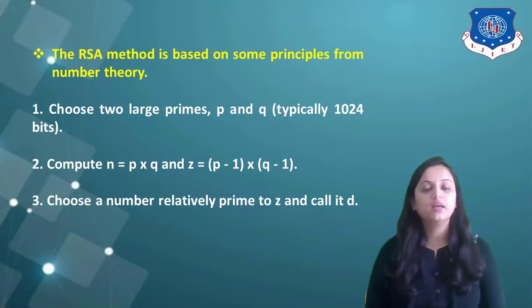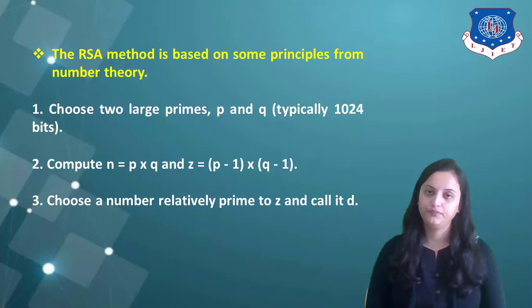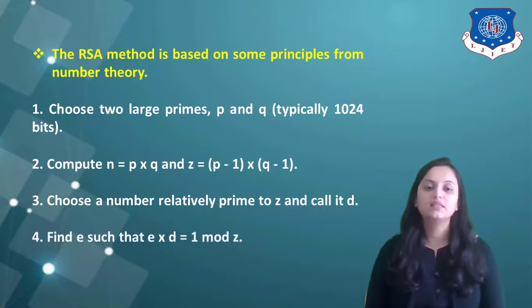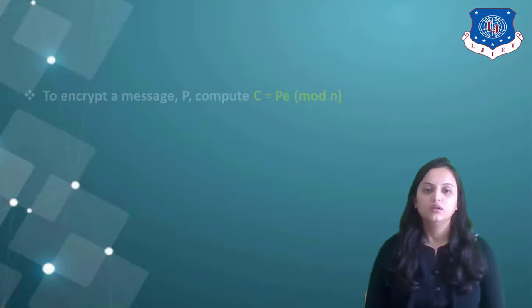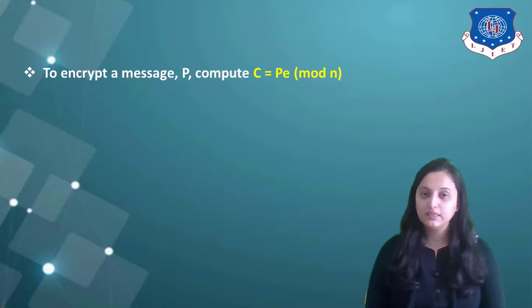The next step is to choose a number relatively prime to z and call it d. Now the next step is to find the variable e, such that e times d equals 1 modulo z. To encrypt a message, that means P, we need to compute the encryption, or the ciphertext C, that is equal to P to the power e, modulo n. So this is the formula for obtaining the ciphertext.